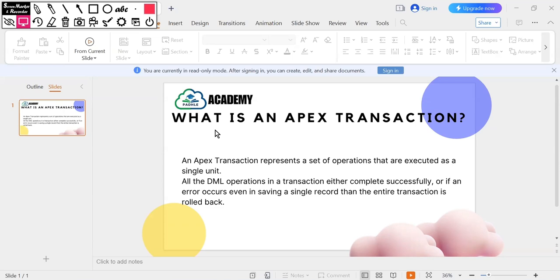In the next tutorial, we are going to do an example to show how things are done. If something fails in an Apex transaction, what happens to the rest of the operations, we will study in that next tutorial.